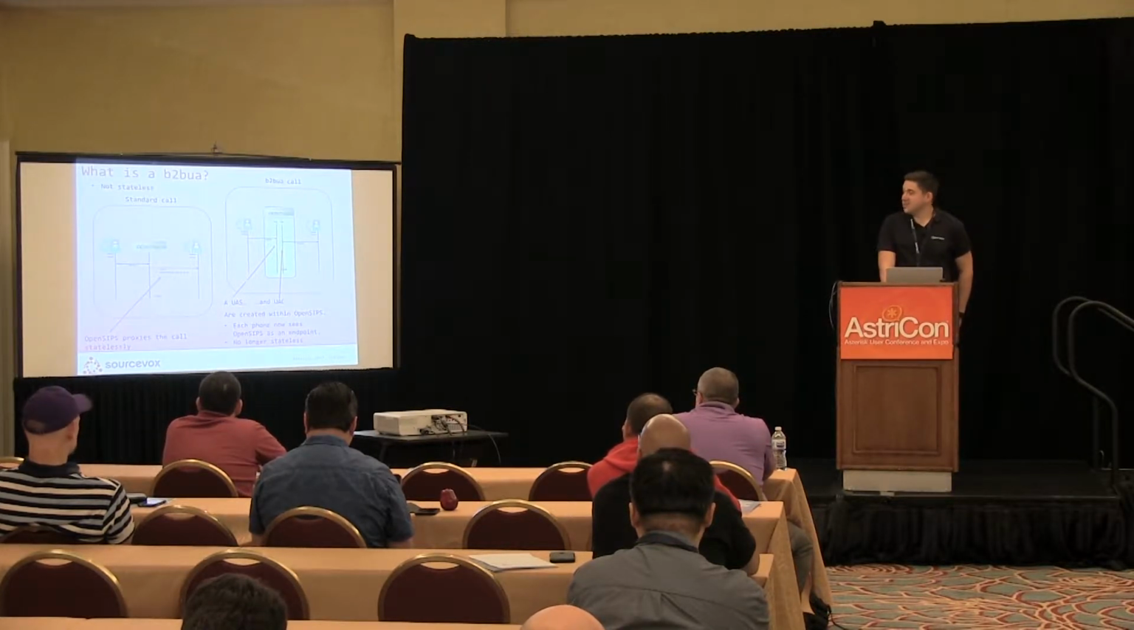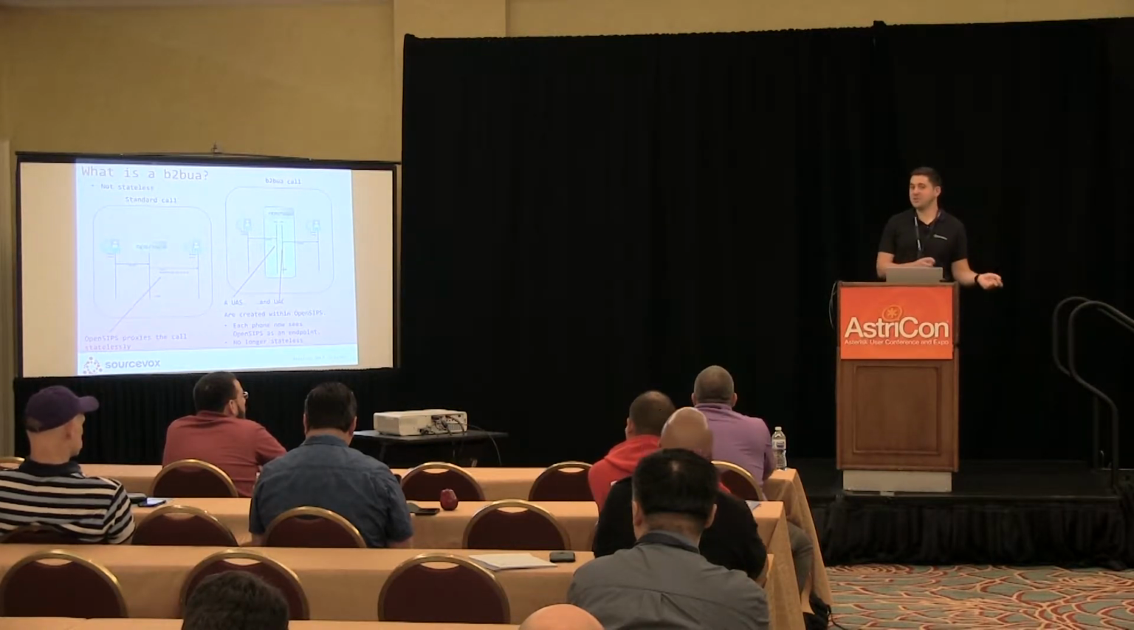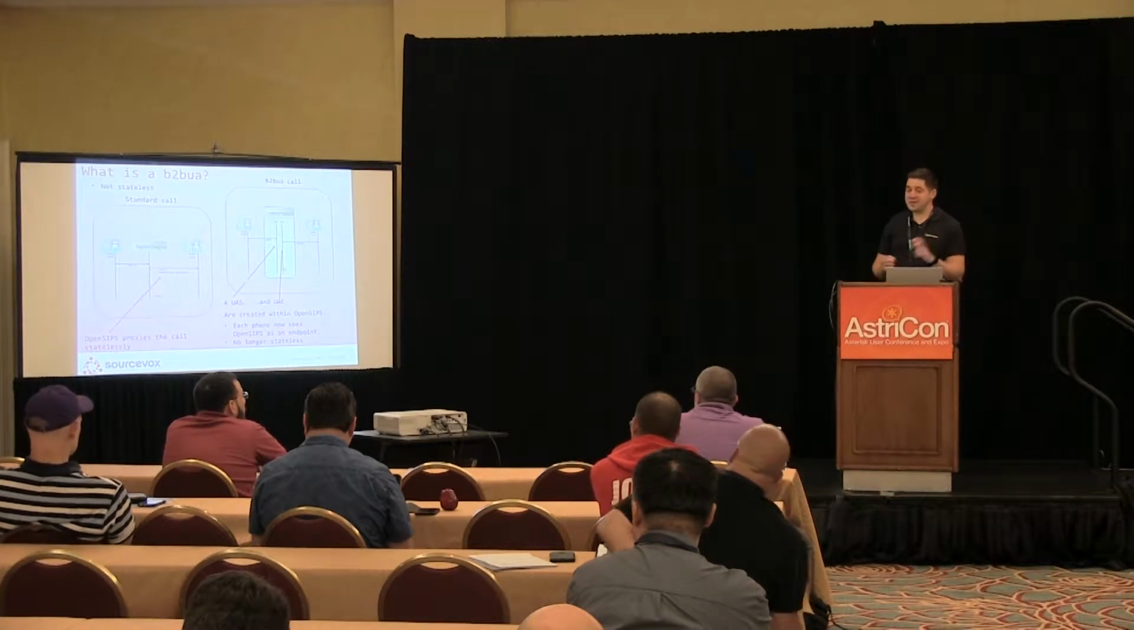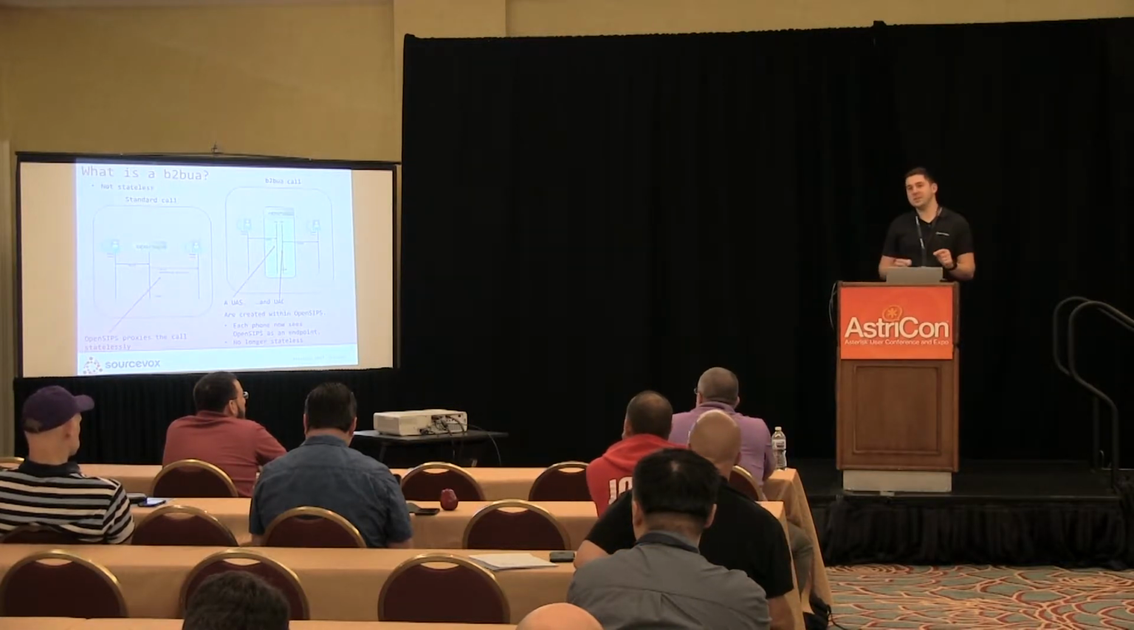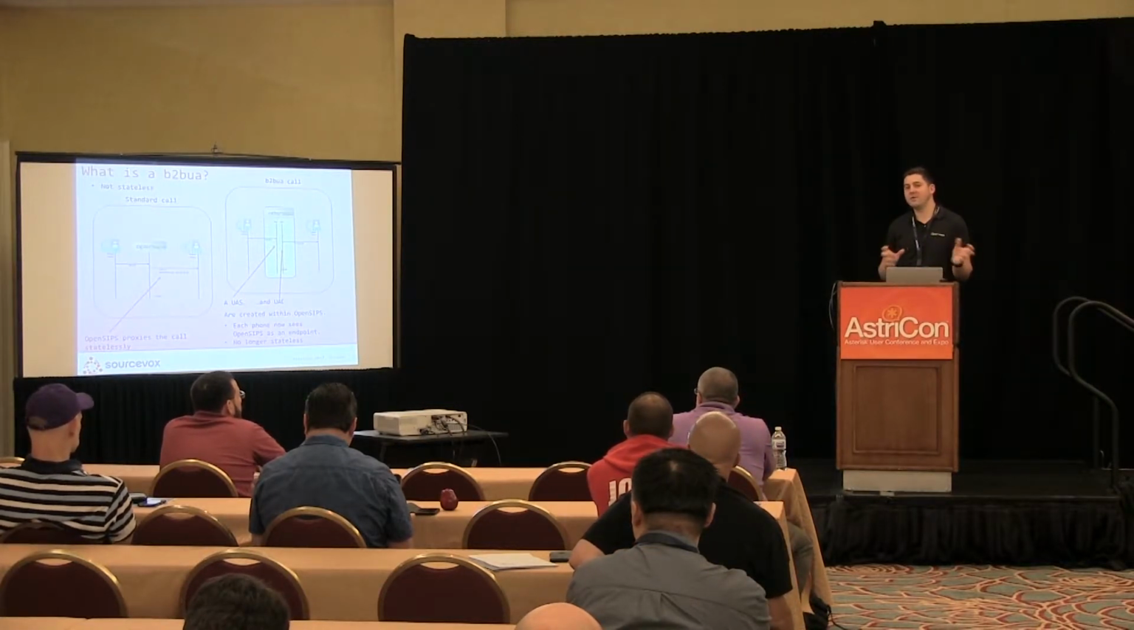The interesting thing that happens when you insert a back-to-back user agent in the call is that now OpenSIPS becomes the UAS. So originally the phone was the UAS, now OpenSIPS becomes the UAS. So OpenSIPS itself is answering the call as far as the first phone's concerned, and as far as the second phone's concerned, OpenSIPS is initiating the call. So they're completely unaware of each other.